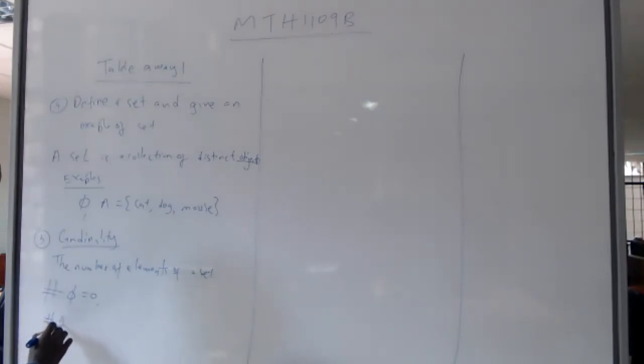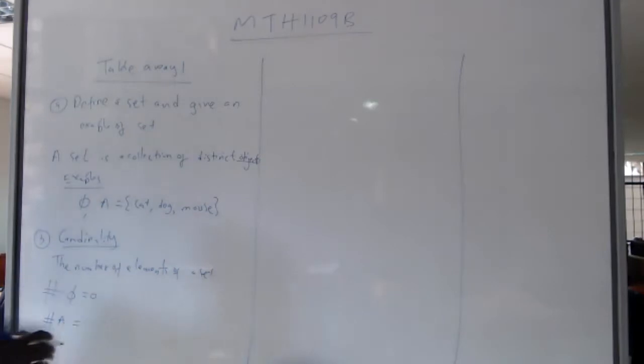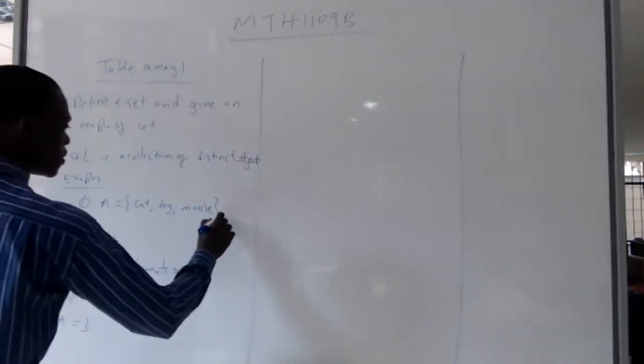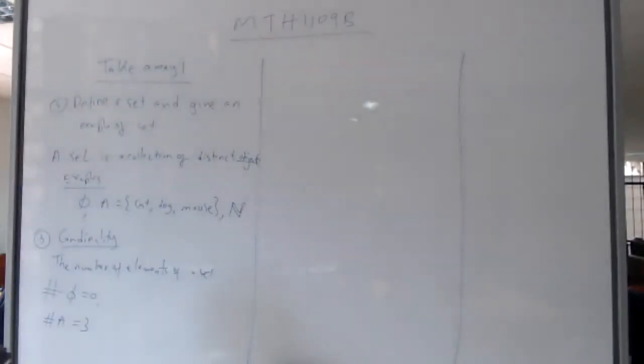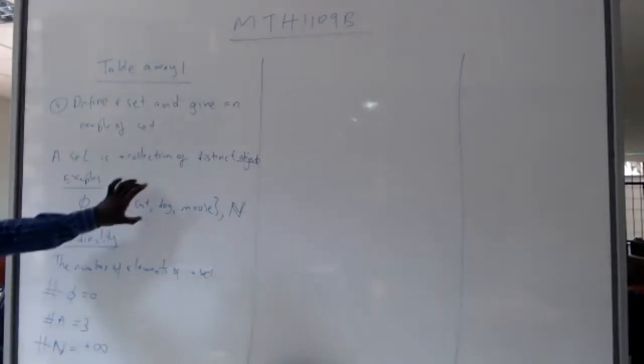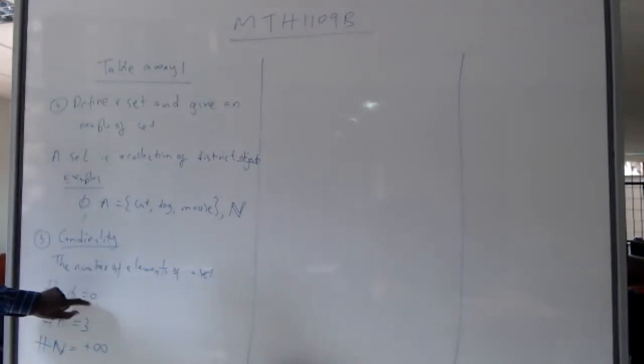The cardinality of this set A that I've defined: just count the number of elements, 1, 2, 3. It's 3. If I gave another example, the set of natural numbers, that's also a set, then the cardinality of the set of natural numbers would be infinity. So this is an example of an infinite set, unlike a finite set. The empty set is also a finite set because it has 0 elements.